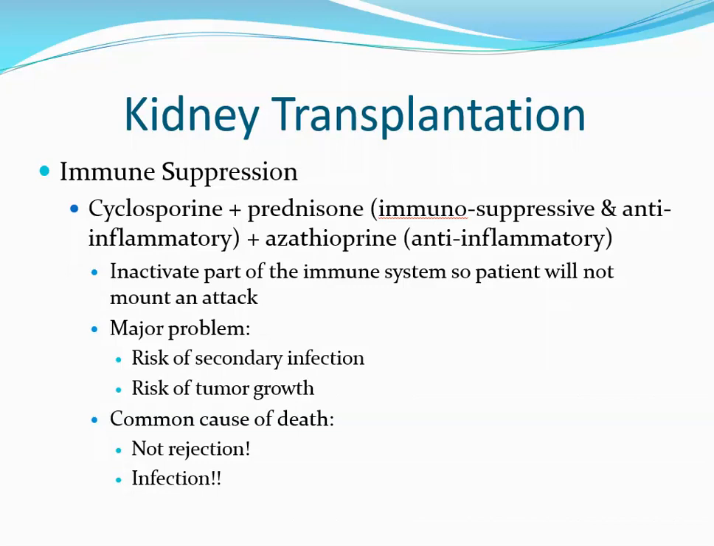The major problem with immune suppression is the risk of secondary infection because a portion of the immune system is being blocked, as well as tumor growth years down the road. The common cause of death in kidney transplant is not rejection, but rather this risk of secondary infection.